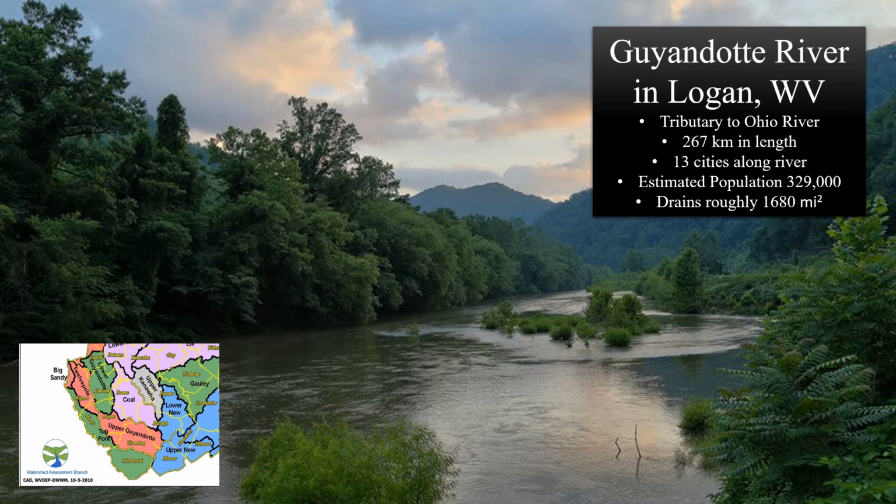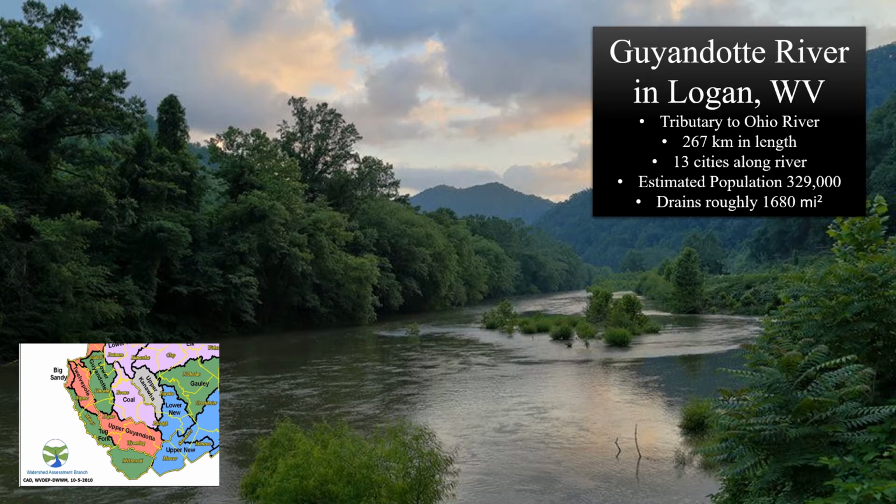This picture here is a picture of the Guyandotte River coming from Logan, West Virginia. The Guyandotte River is a tributary to the Ohio River. It's approximately 267 kilometers in length. It has 13 cities running along the river, with an estimated population of 329,000, and it drains roughly 1,680 square miles of land surrounding the river.